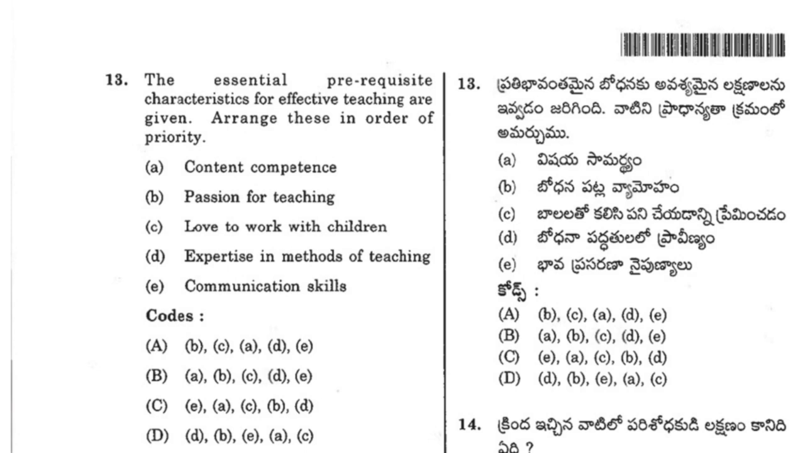See, first will come passion for teaching, second one love to work with children, next third will come content competence or subject mastery, the fourth one is expertise in methods of teaching, and the last one is communication skills. So in this way we can choose option A as the right answer.